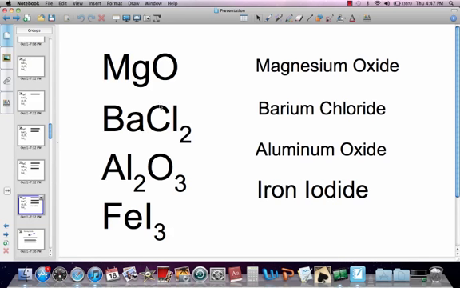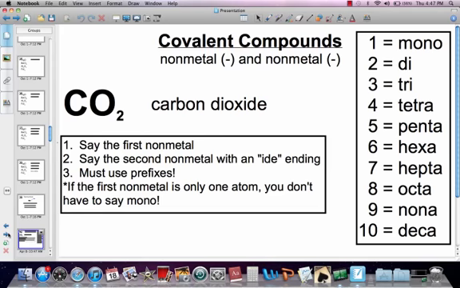The +2 comes down here, the 2 comes down here. You need two -1s to cancel out that +2. Crisscross applesauce. Aluminum +3, oxygen -2. Iron +3, iodide -1. Crisscross applesauce.